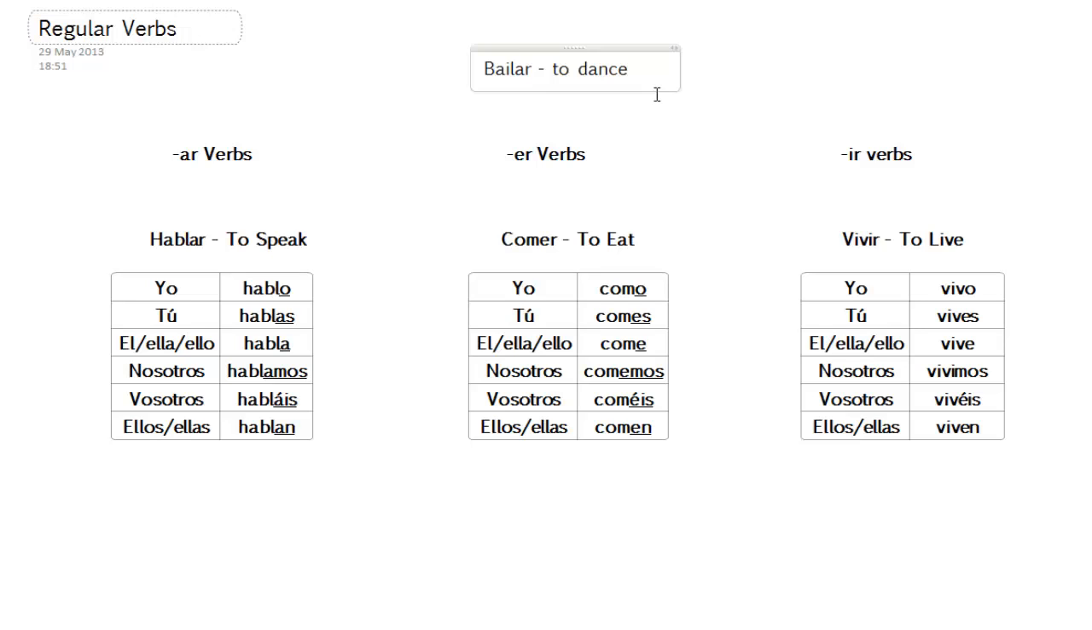If I want to say, he dances a lot. Él baila mucho, sí. Sí, baila mucho. He dances a lot. Okay. Nosotros bailamos. Yes. We dance. If you want to ask a few people, vosotros bailáis mucho, and you're asking more than one person. Vosotros bailáis mucho.